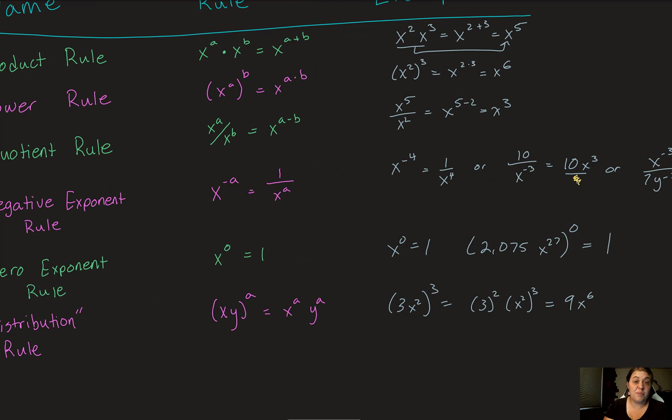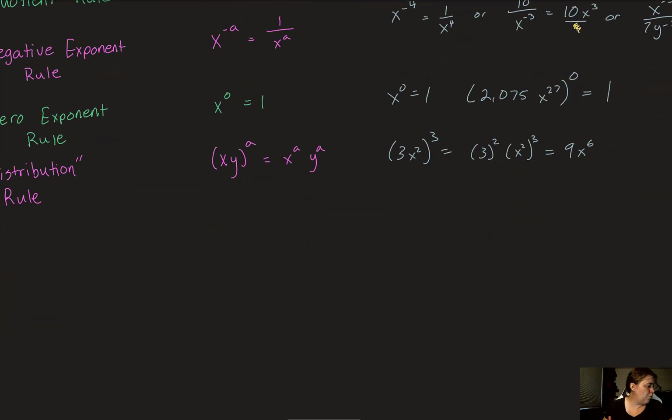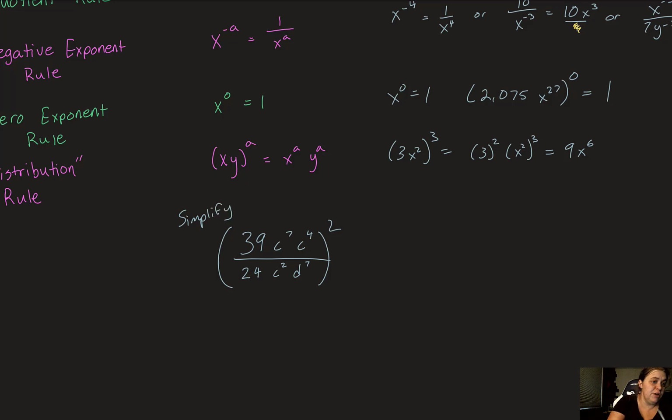All right, so let's bring them all together into a wonderful, glorious example. We're gonna have some fun with this. So we're gonna have 39 c to the 7 d to the 4th over 24 c squared d to the 7. And we're going to square this whole thing. And our directions are going to say something like simplify the following expression.